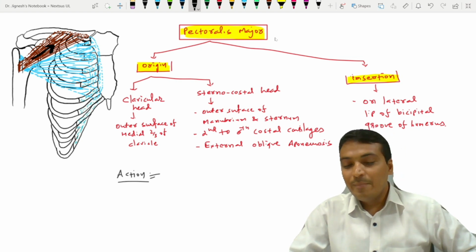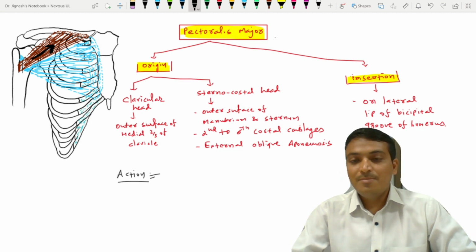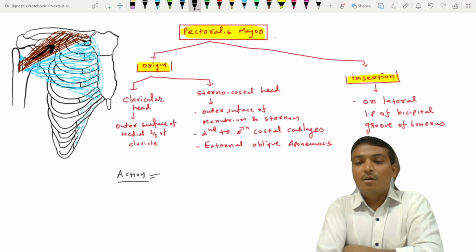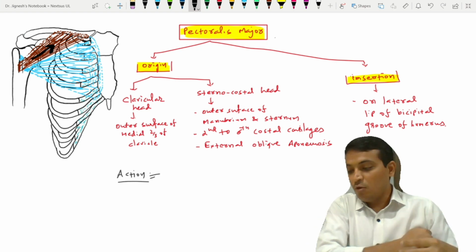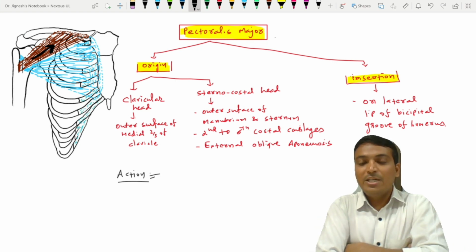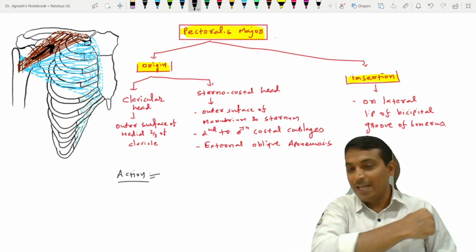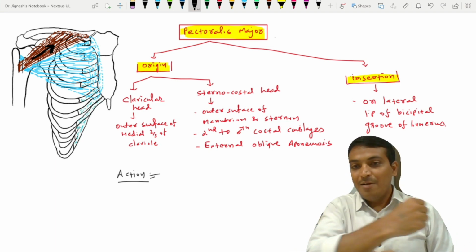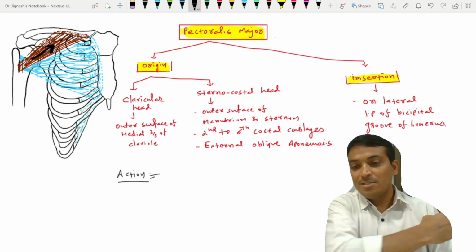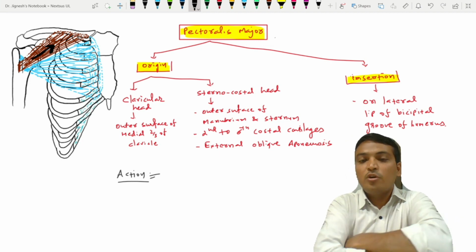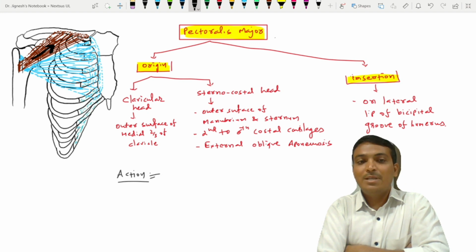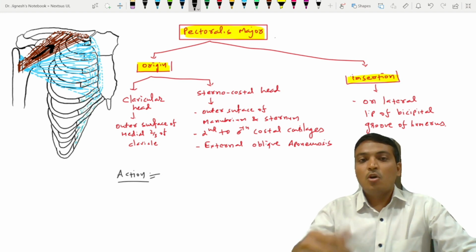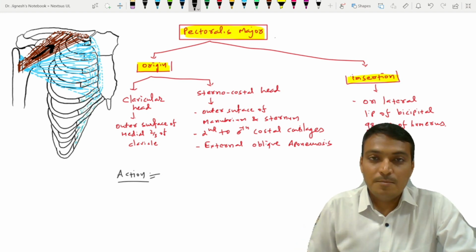We can easily remember this action of the pectoralis major muscle by folding our arms, and this position shows the action of the pectoralis major muscle because it shows the flexion of the shoulder joint, medial rotation of the shoulder joint, as well as the adduction of the shoulder joint. So the position of folding arms is the action of the pectoralis major muscle.